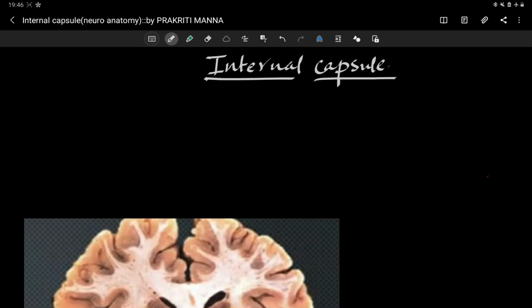And these questions are repeatedly asked by our university, West Bengal University of Health Sciences, as short notes or in long questions. This is, I think, a little bit important, and this is also a very hot favorite topic for PG students and paper setters. So let's talk about the internal capsule.